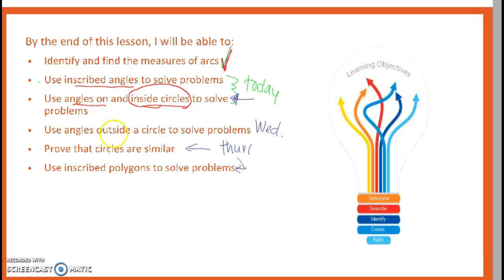Wednesday we're going to use angles outside circles to solve problems. Thursday we're going to do proving circles are similar and using inscribed polygons to solve problems. So let's pick up where we left off.